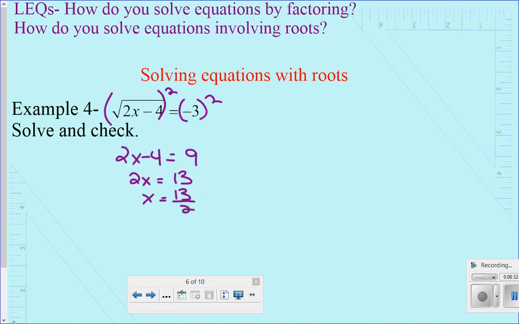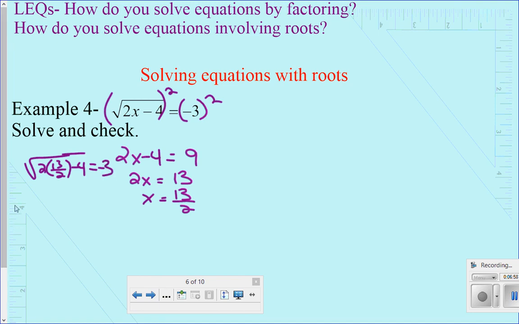The problem, though, is when we have equations of this type that have roots, specifically if the roots are even, we have to check for what are called extraneous solutions. So what I have to do to check that is I have to substitute the answer back into the original equation for x to make sure that it actually is a solution.